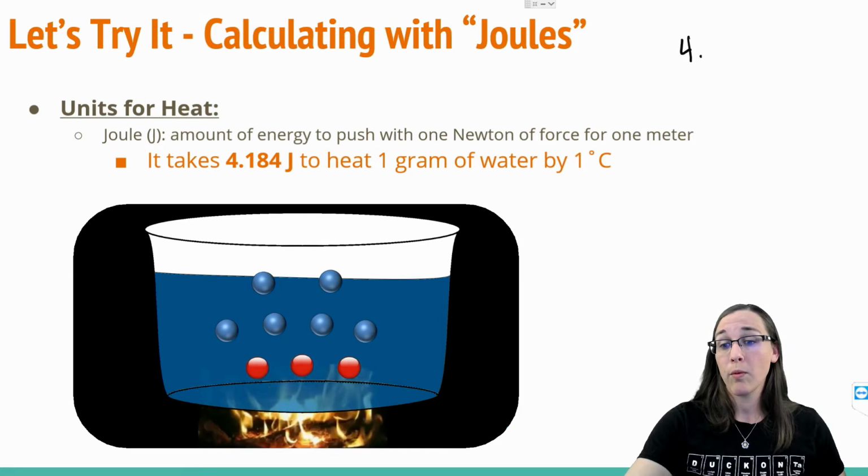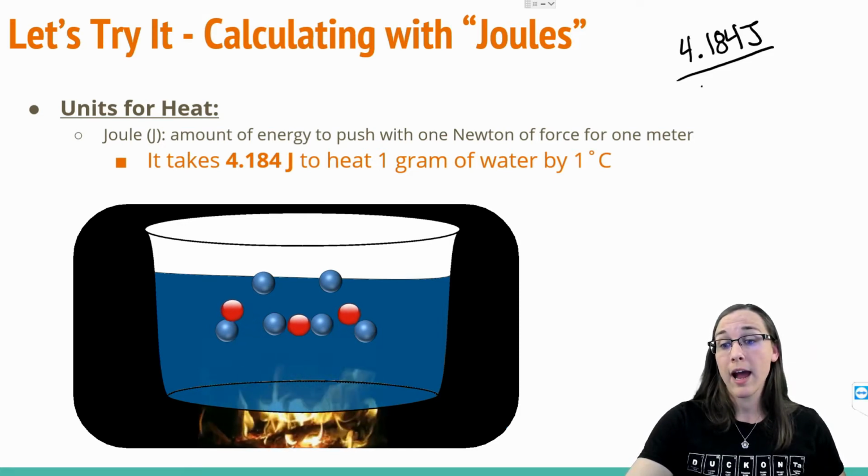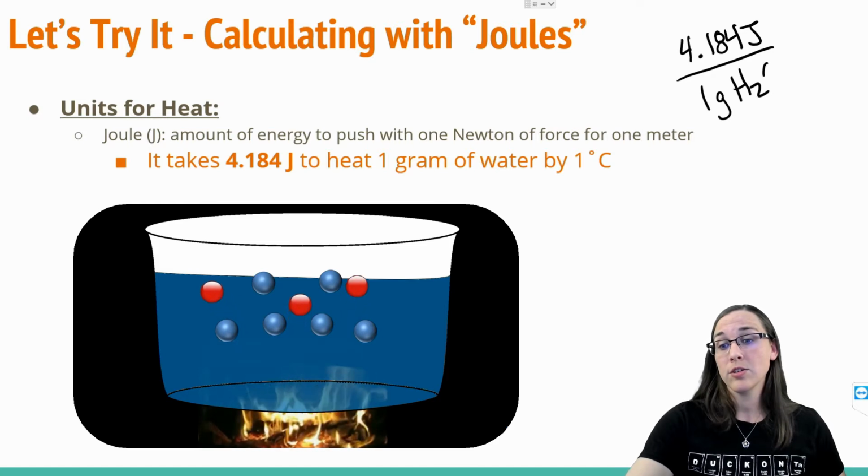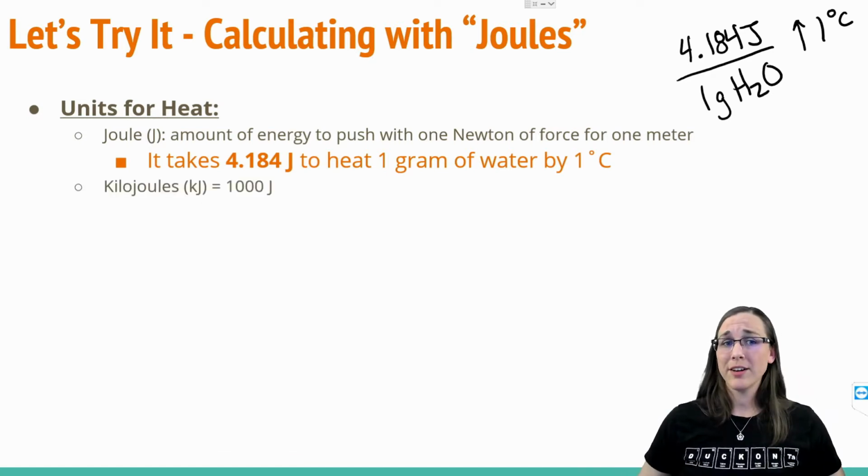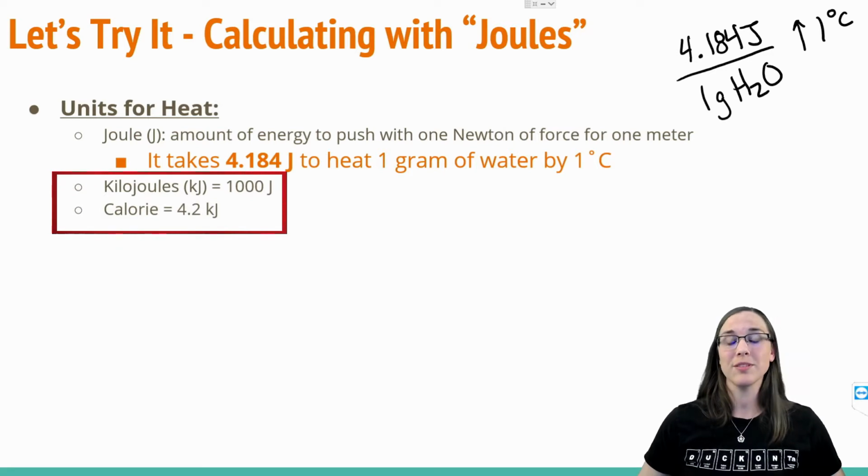There's 4.184 joules per 1 gram of water to increase 1 degree Celsius. Just as a reminder, we're also going to be dealing with kilojoules, kJ, and that's equivalent to 1,000 joules, and also calories, which are equivalent to 4.2 kilojoules.